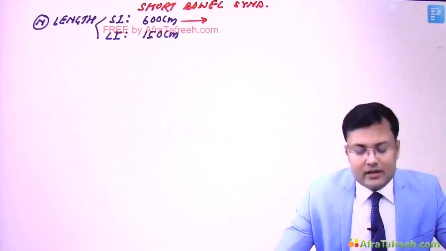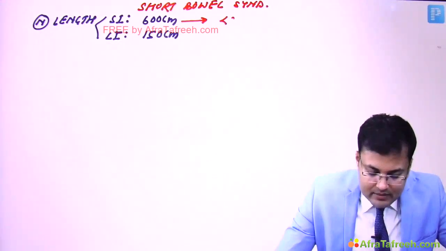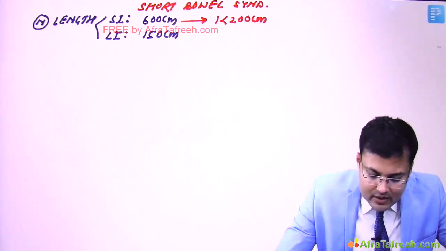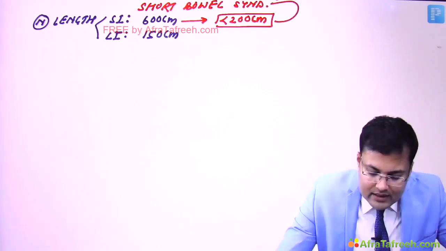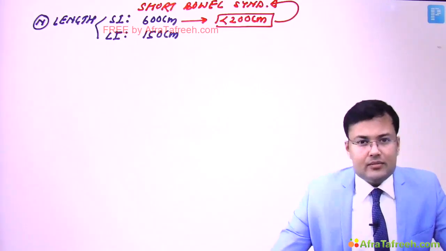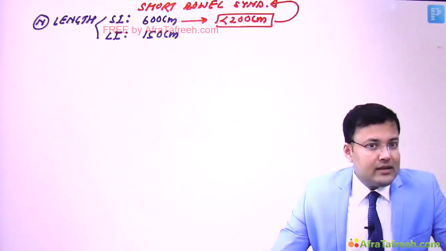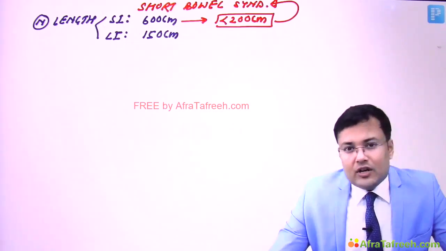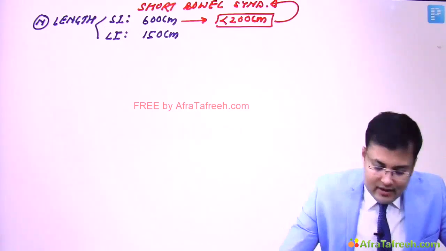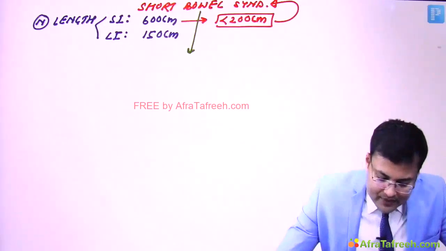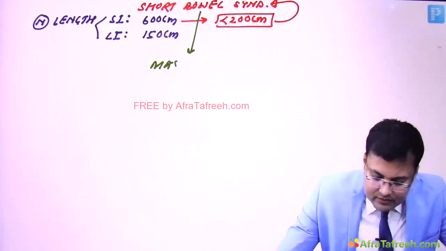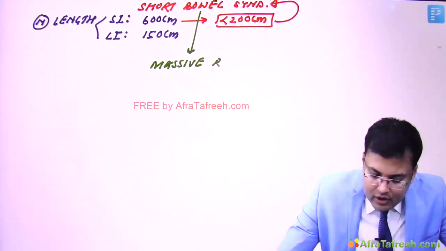So what is the definition of short bowel syndrome? Whenever the length of small intestine becomes less than 200 centimeter, the patient will start developing signs and symptoms of short bowel syndrome. So generally in short bowel syndrome, the length of small intestine is less than 200 centimeter, and what is the cause? Massive resection of small bowel. Clear? So it is caused by massive resection of small bowel.